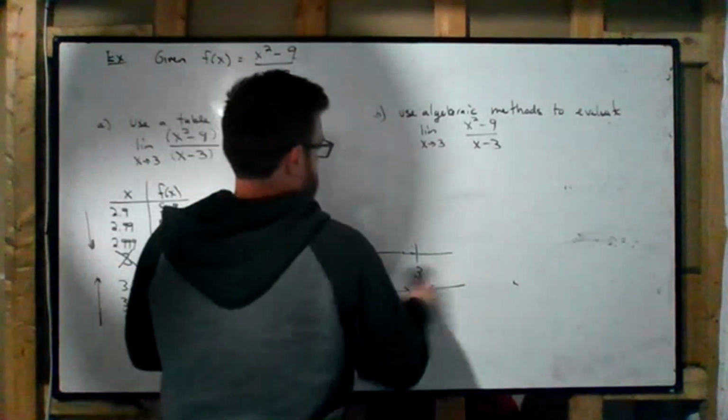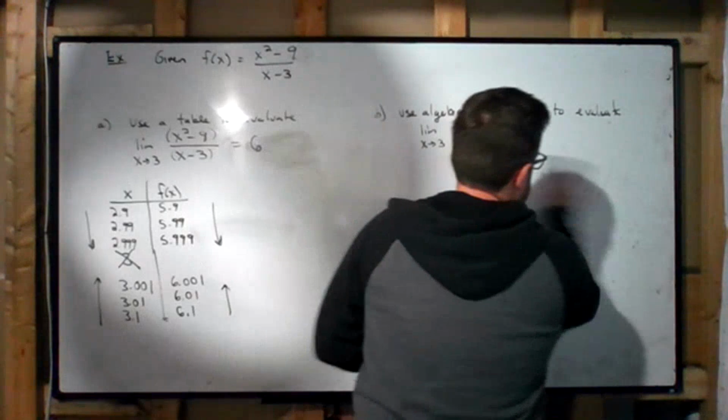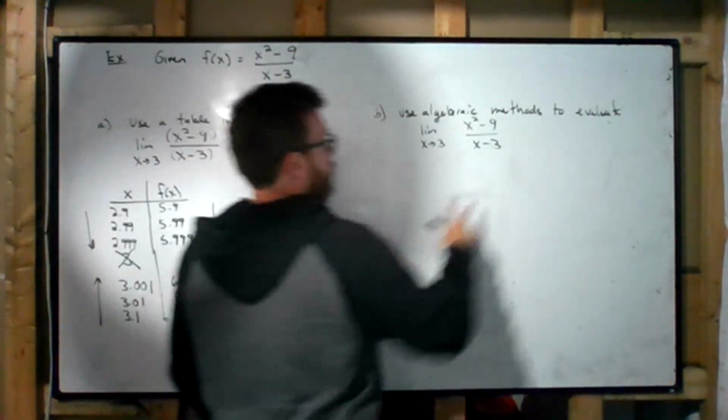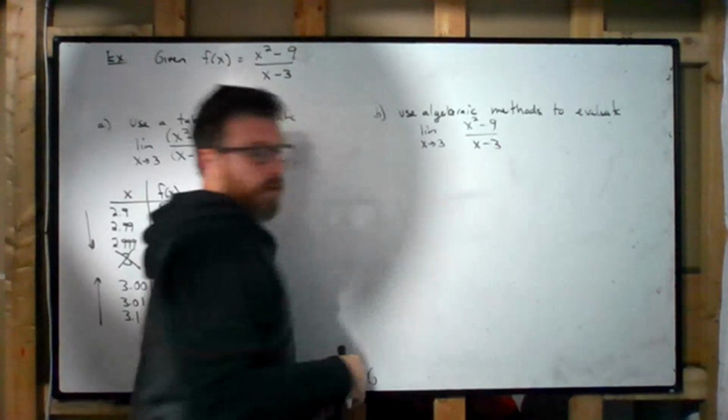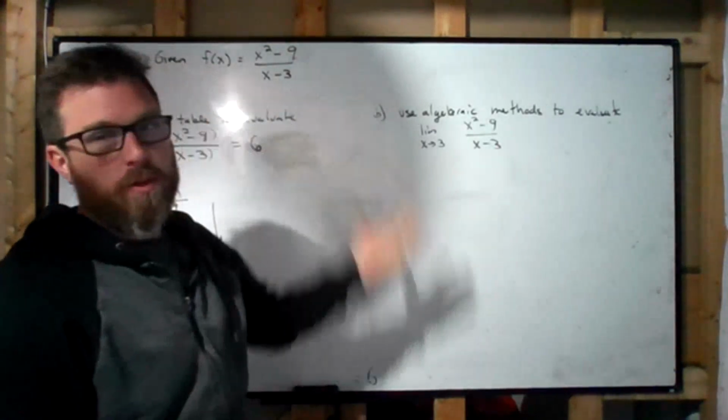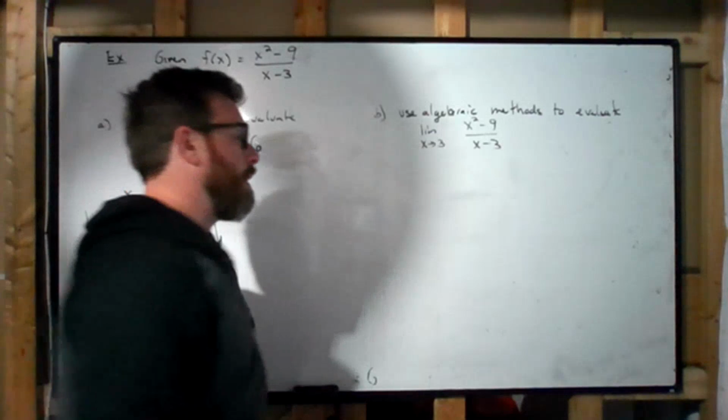All right, algebraic methods. This provides proof. This is verification. So what we're going to do is look at this expression and algebraically manipulate it. Most of that comes down to factoring or multiplying top and bottom by the conjugate.